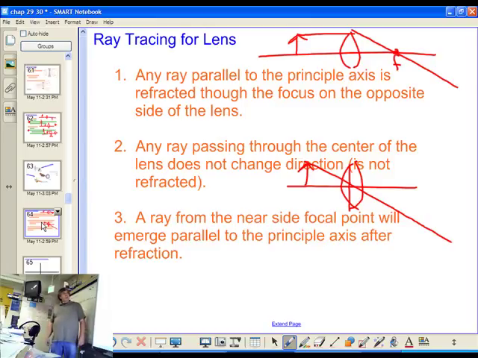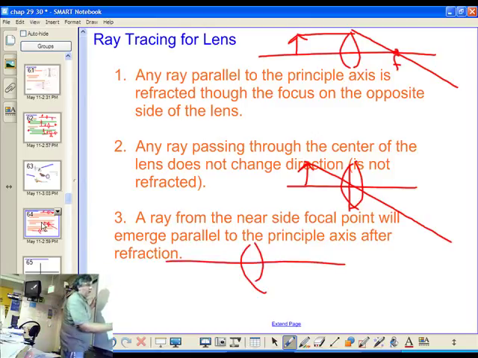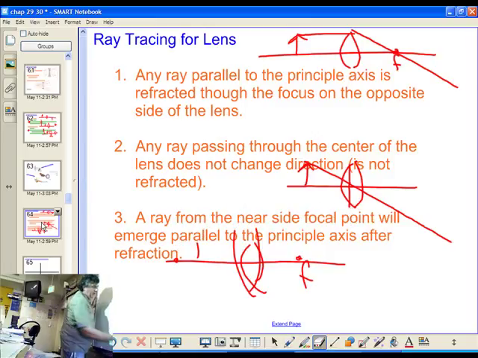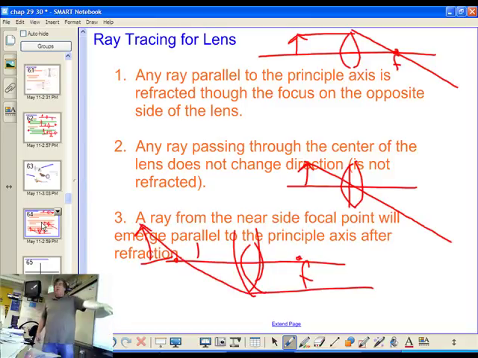And now the third line is like this. Here's my object, again, here's my focal point. A ray from the near side focal point will come out parallel. Remember, there's a focal point on both sides. So this ray will come out parallel. It's kind of like the number two ray for a virtual image. We draw it through, and it comes out parallel. Any ray that comes from or through the near focal point will come out parallel.